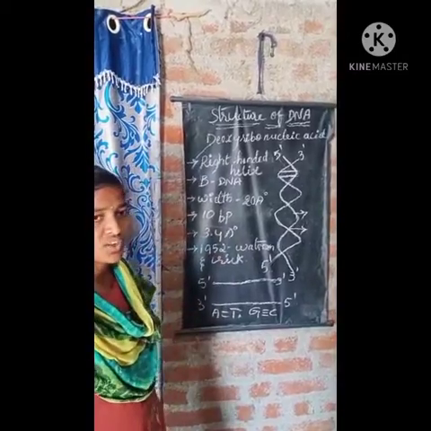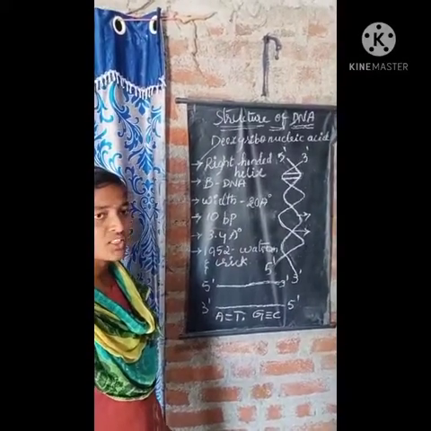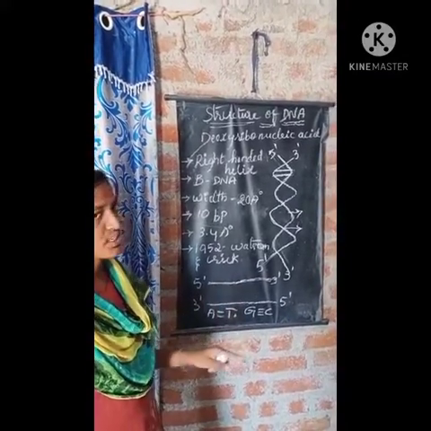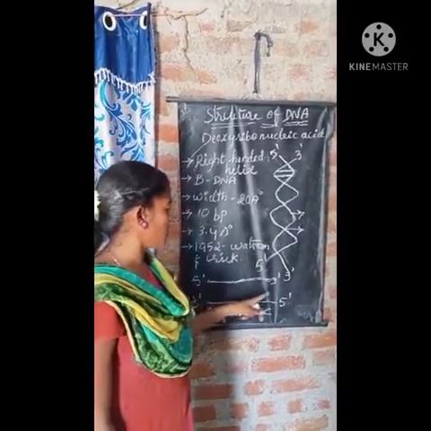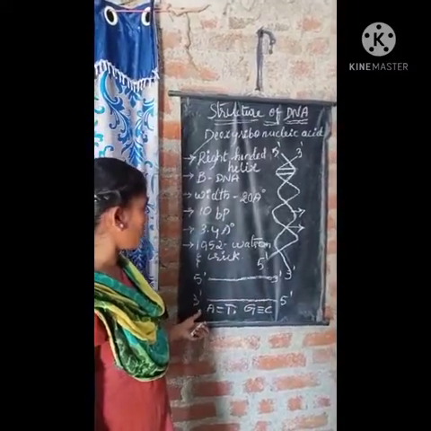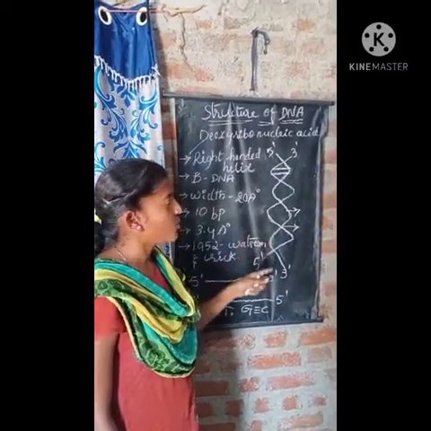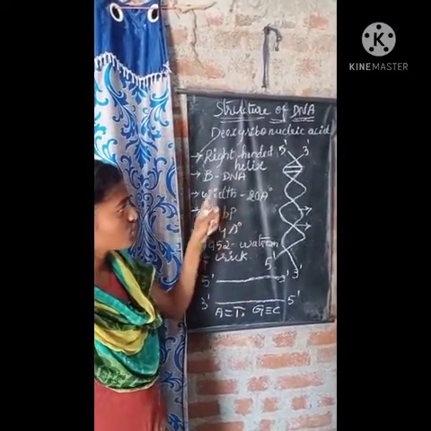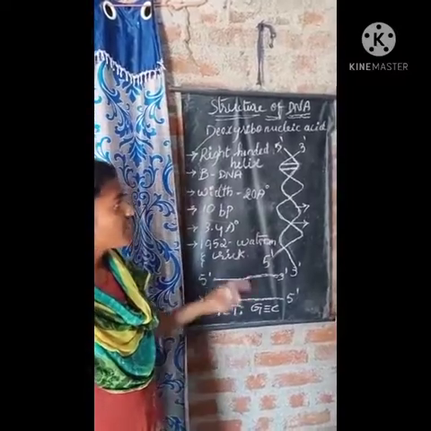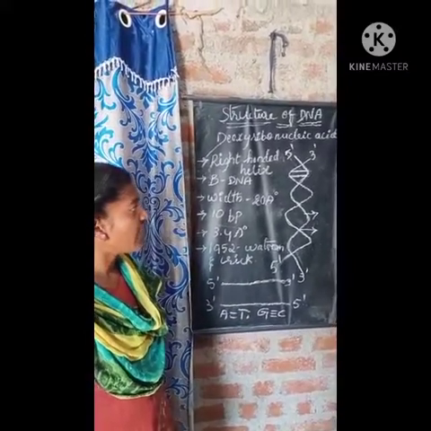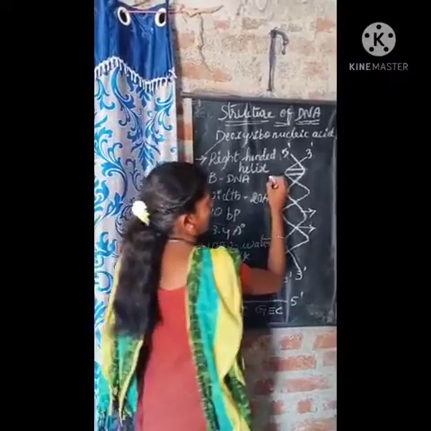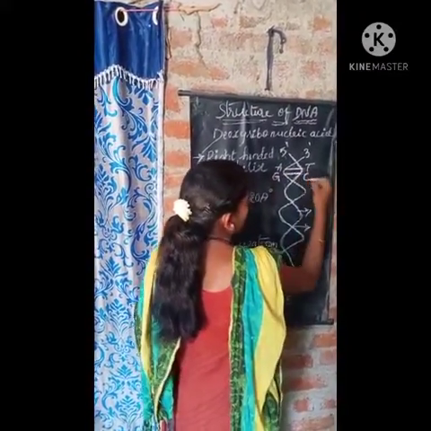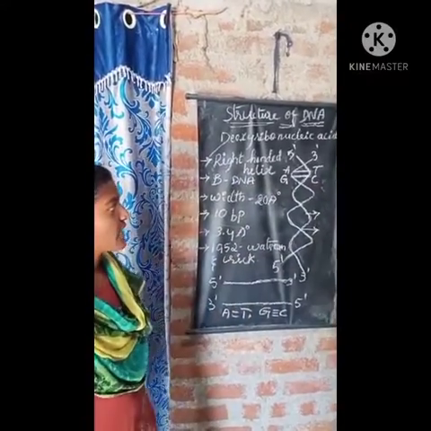In 1952, Watson and Crick proposed a model, that is the double helix model. It has two strands. One is 5 prime to 3 prime, and the other strand is 3 prime to 5 prime. They are complementary strands and they are anti-parallel to each other. It looks like a ladder. Why? Because it has nitrogen bases. They are attached with hydrogen bonds. A is attached with T, G is attached with C. So this looks like a ladder.